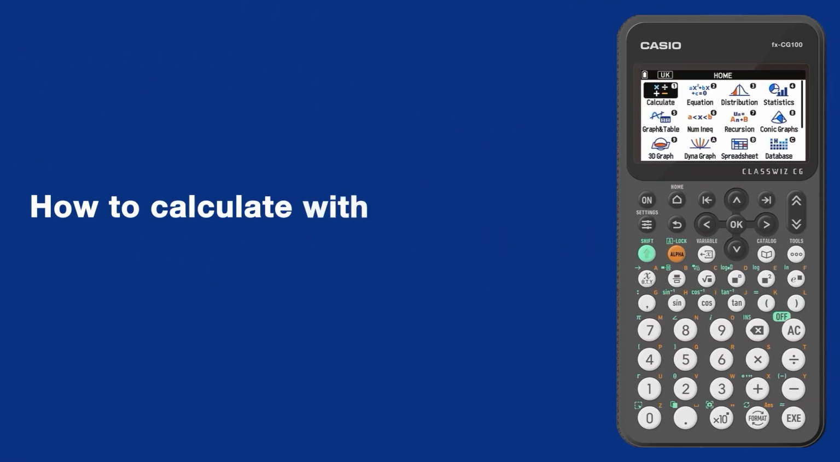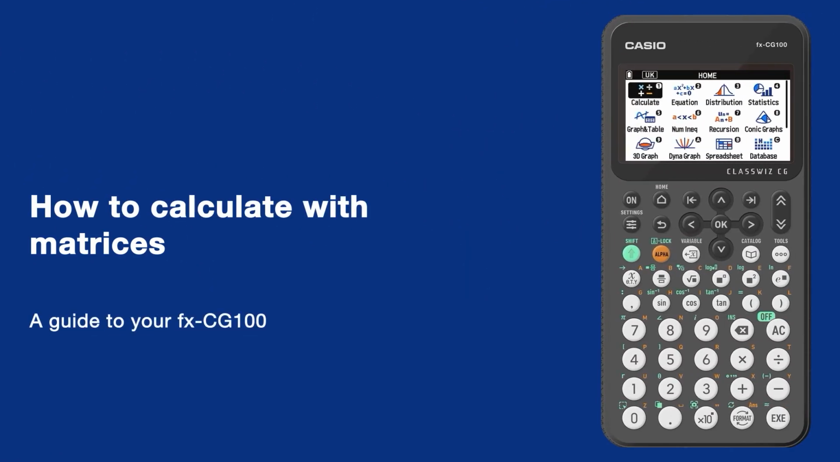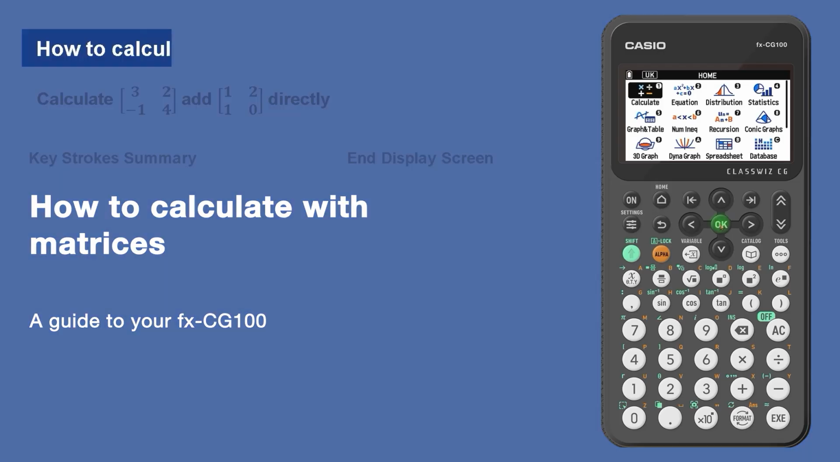Welcome to how to calculate with matrices using the fx-CG100. In this video, we will demonstrate how to perform addition, scalar multiplication, matrix multiplication, and find matrix determinants and inverses. The methods demonstrated relate to 2x2 matrices for ease of entry, but are equally applicable to other dimensions.